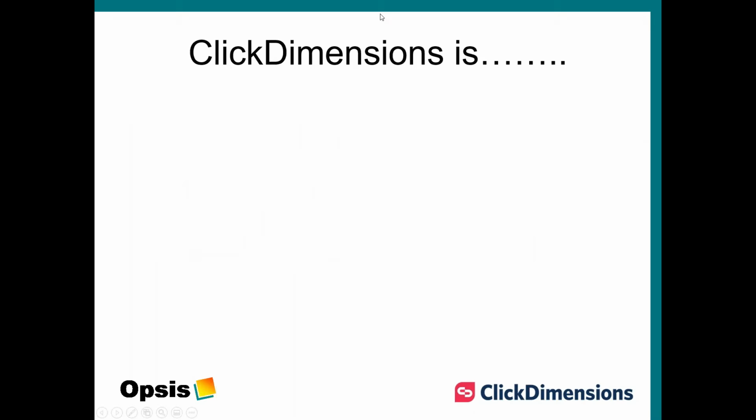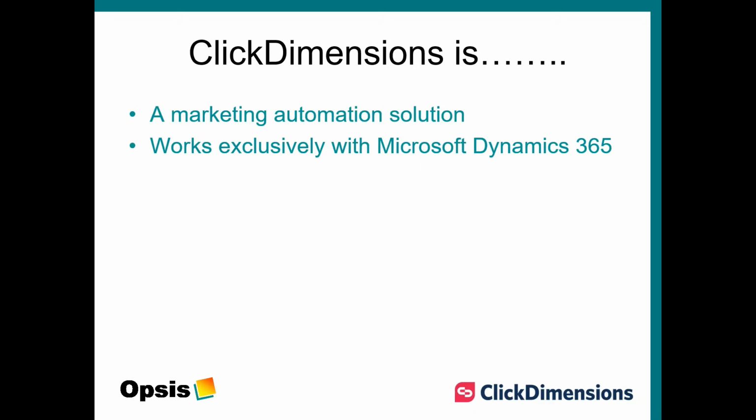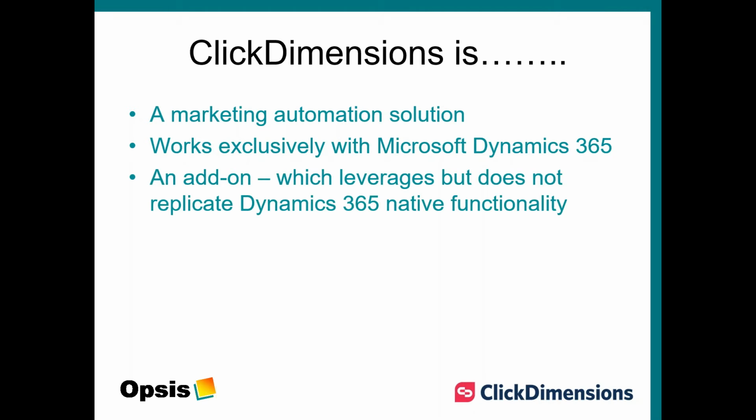So I'm going to very quickly run through what ClickDimensions is, just to make sure that we are all on the same page. ClickDimensions is a marketing automation solution, which, unlike many of the other marketing automation solutions out on the market, works exclusively with Microsoft Dynamics 365. It is an add-on to Microsoft Dynamics 365, and a dedicated add-on at that.